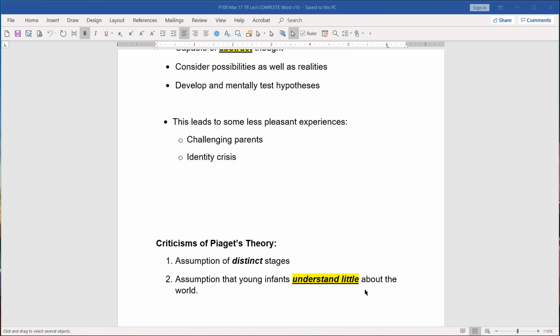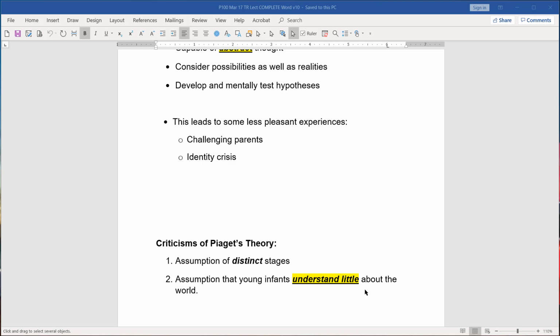Criticism number 2 focuses on Piaget's thought about very young children. Piaget's assumption that young infants understand little about the world. Piaget seemed to think that young infants weren't able to think about much beyond what they could see and touch and feel with their hands. Today, a lot of researchers believe that even young infants are more aware than that. They have cognitive abilities a little bit more sophisticated than Piaget seemed to think.